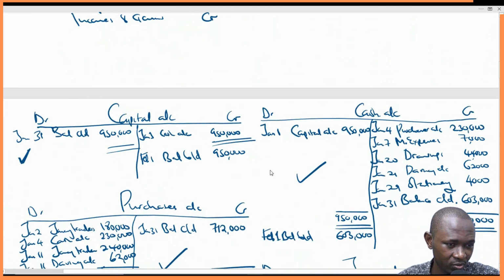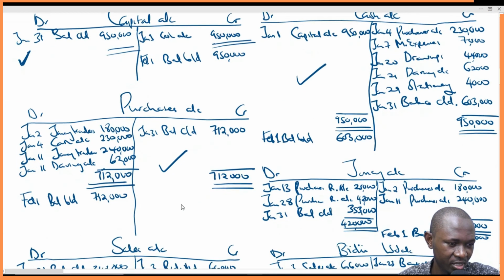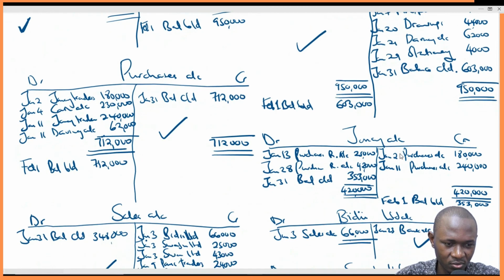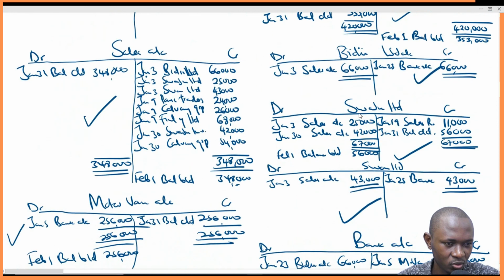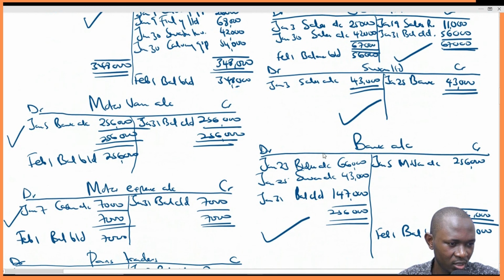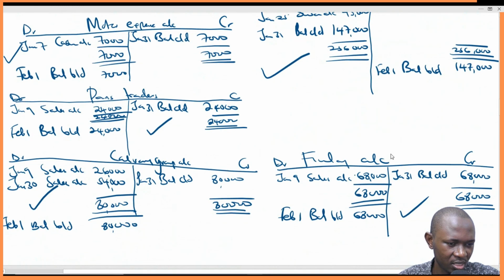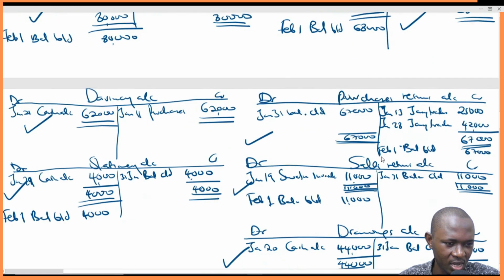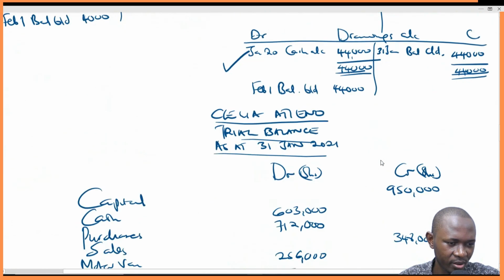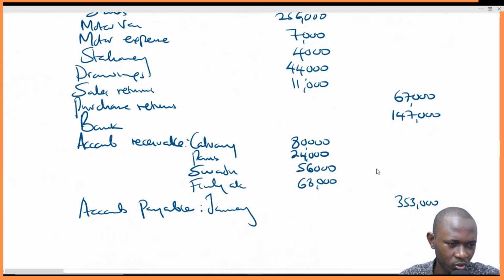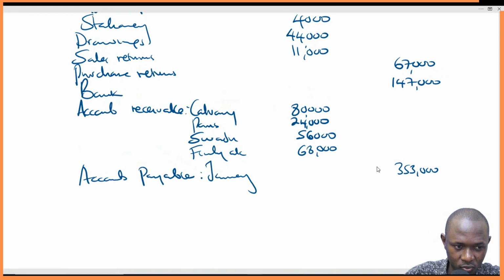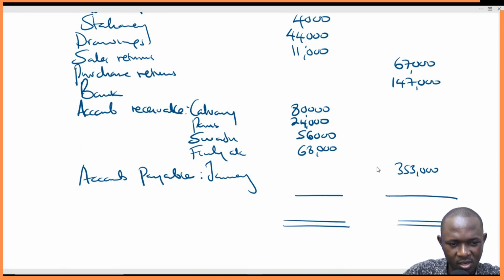So capital, we have captured. Cash, we've captured. Purchases, we've captured. Jonesy, we've just captured. BD, sales, Swaju, Swan. I think all of them we are seeing ticks. All of them have ticks. And those ticks mean that we have captured. So I think we have exhausted all of them. So what we need to do is to get the totals here and the totals here.